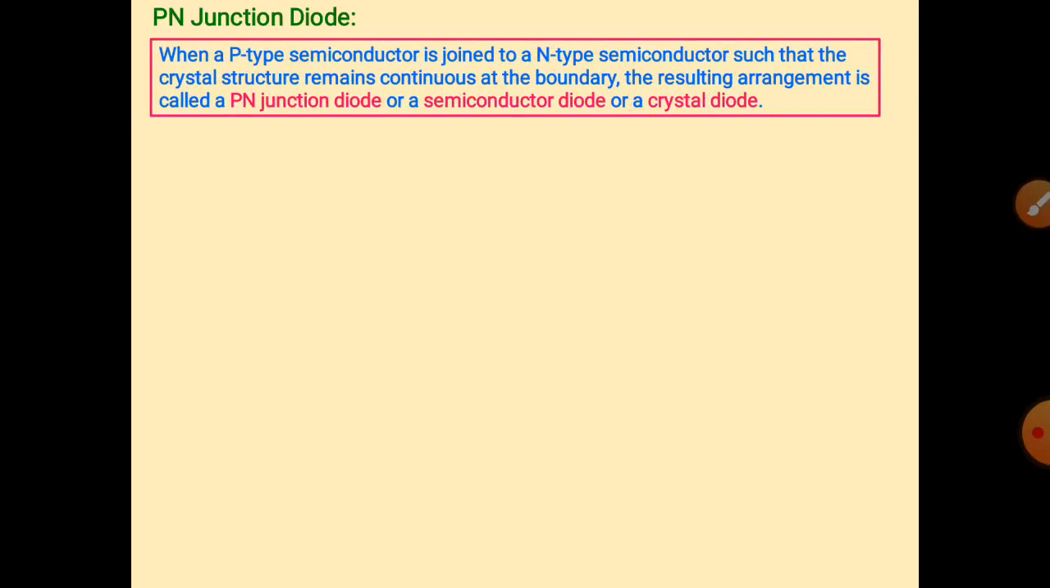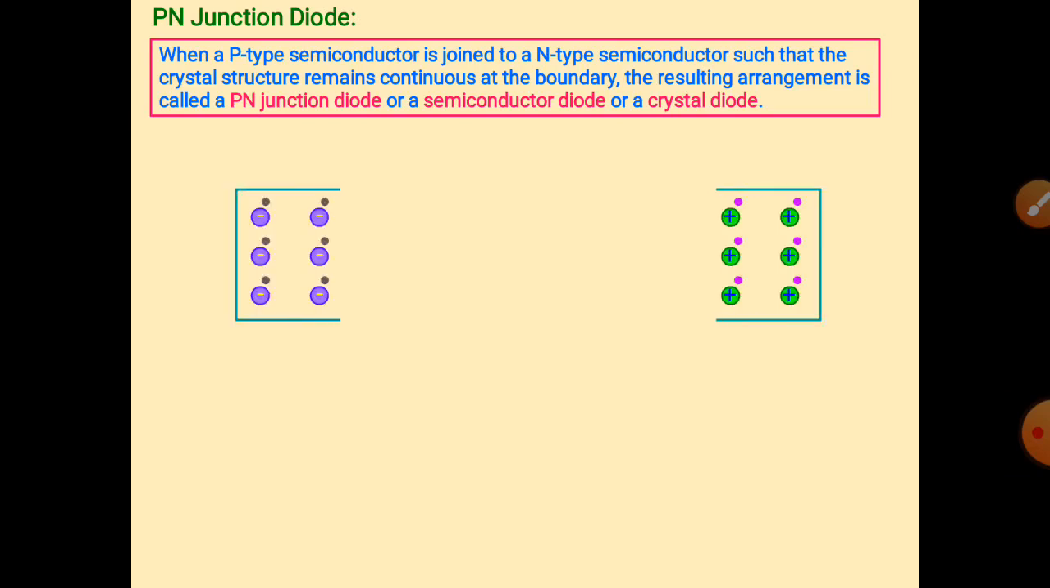Today's topic is the PN junction diode. In this PN junction diode, we have a P type semiconductor, and whenever it is joined with an N type semiconductor, that type of arrangement we call a PN junction diode, or a semiconductor diode, or a crystal diode, but mainly we know it as the PN junction diode, right?